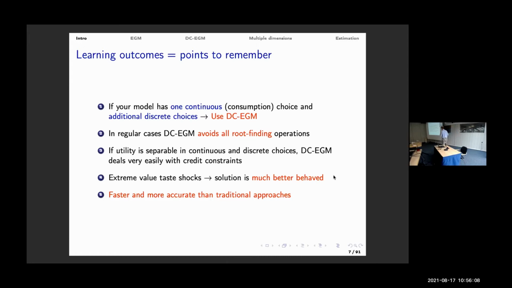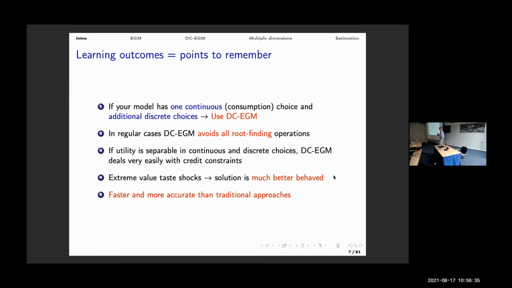If the model has one continuous choice and additional discrete choices, use DCEGM. That's basically a so much better way to solve these kinds of models. I think it applies to the endogenous grid approach in general. If your model fits the original or one of the generalizations, it's just so much faster. You gain speed and accuracy at the same time. It doesn't happen very often. So it's definitely something to have in your toolbox.